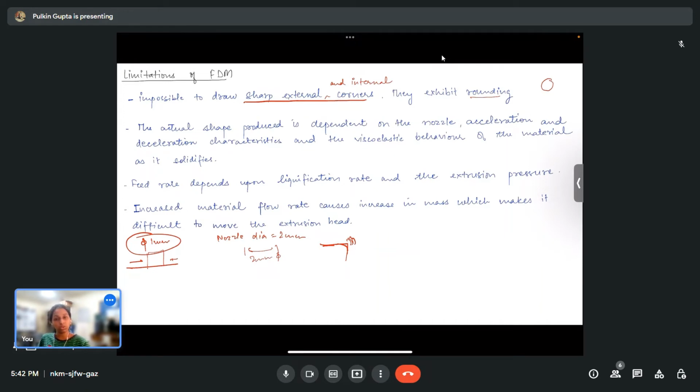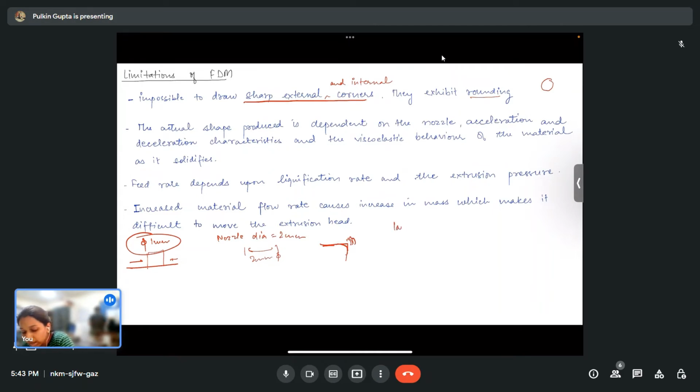It always depends on how fast the material is being liquefied and how much your extrusion pressure is. An increased material flow rate causes an increase in mass, which makes it difficult to move the extrusion head. So whenever there is an increase in your flow rate, what will happen? You will start to deposit larger amounts of material at a single place, and this will make it difficult for your extrusion head to move forward. So that will basically act as a resistance.